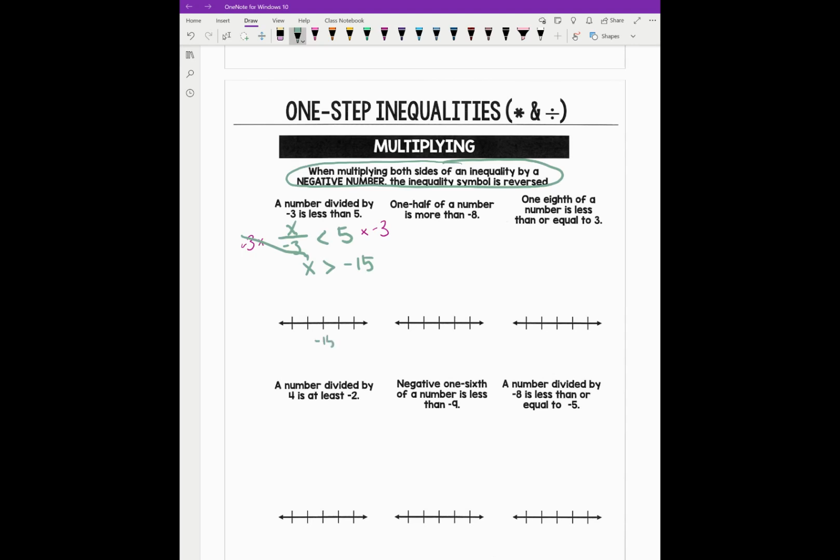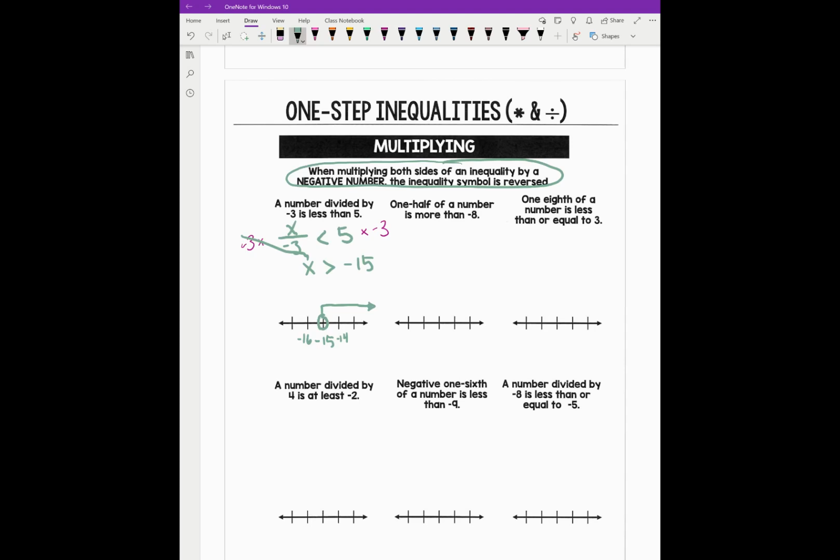That means -15 has to be on my number line somewhere, and I'm going to put -14 to the right, -16 to the left. We should have an open circle at -15, and we want all the numbers that are greater than -15. So that means I'm going to the right with my arrow.